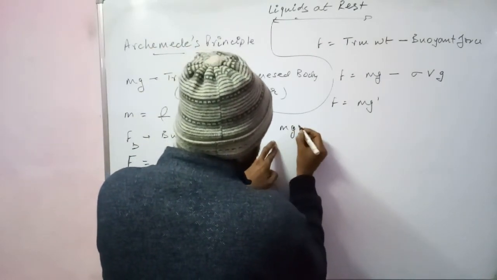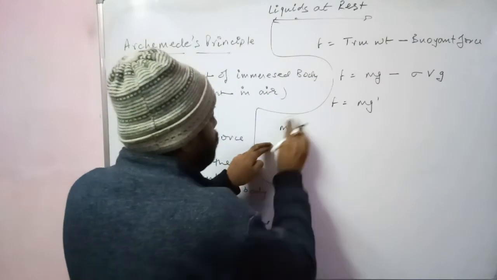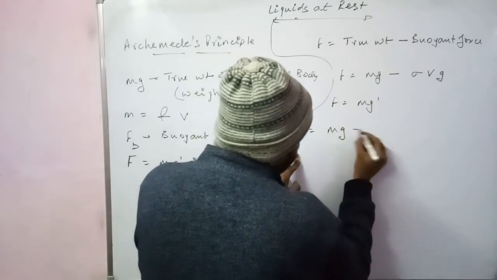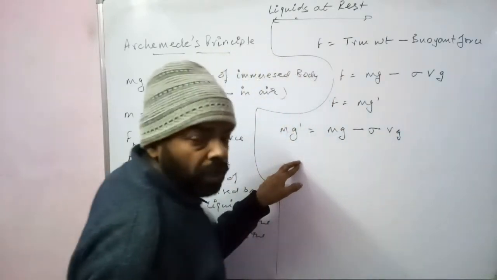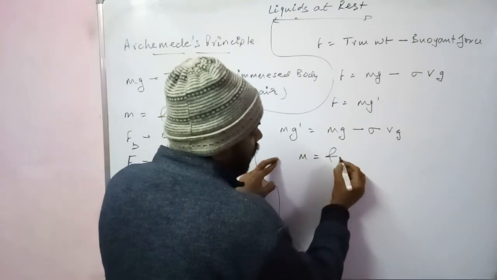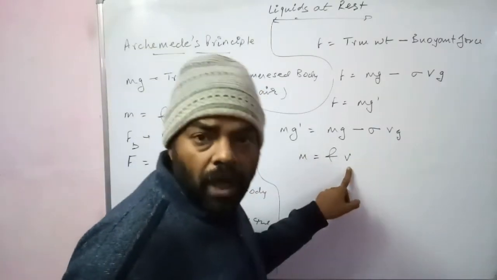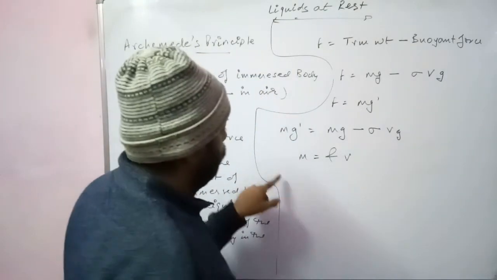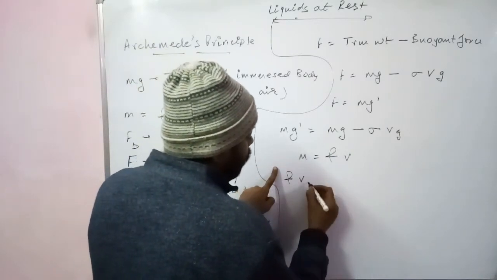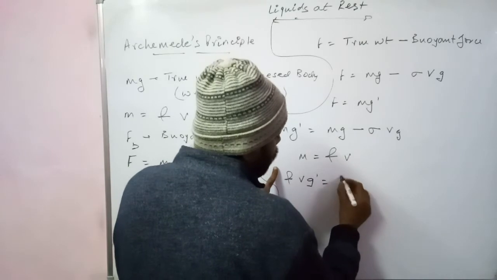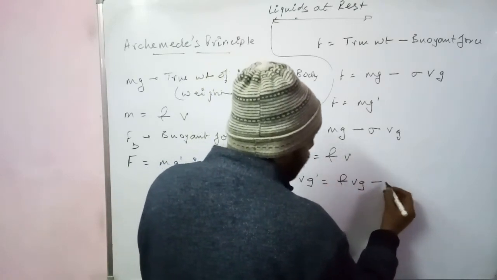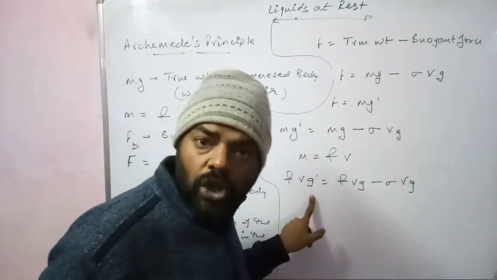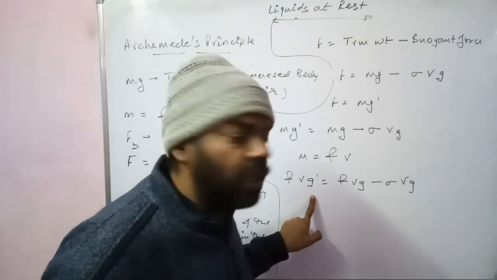Now this mg dash is written as, say, mg minus sigma into V into G. Okay? This mass m, it was the density multiplied with the volume. बेटा स्फीयर कंप्लीटली इमर्स था, वॉल्यूम ऑफ द स्फीयर और वॉल्यूम ऑफ द लिक्विड डिस्प्लेस दोनों इक्वल है. So we can write this as, say, rho into V into G dash. It is equals to rho into V into G minus sigma into V into G. Got it, sirs? G dash acceleration of the immersed iron sphere है in the liquid.